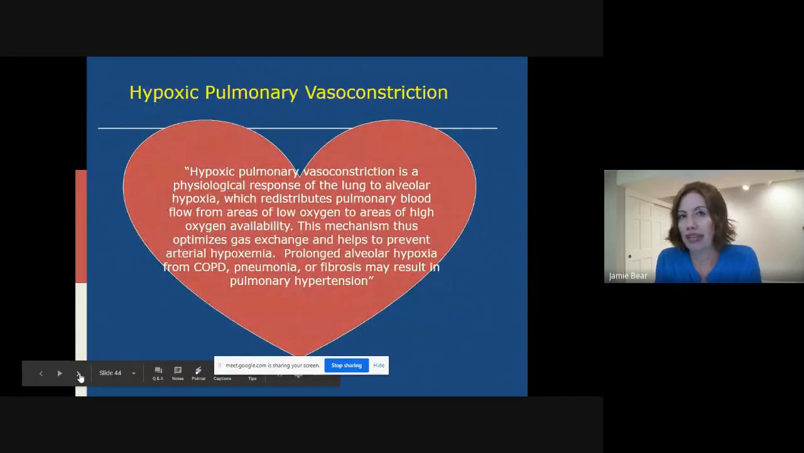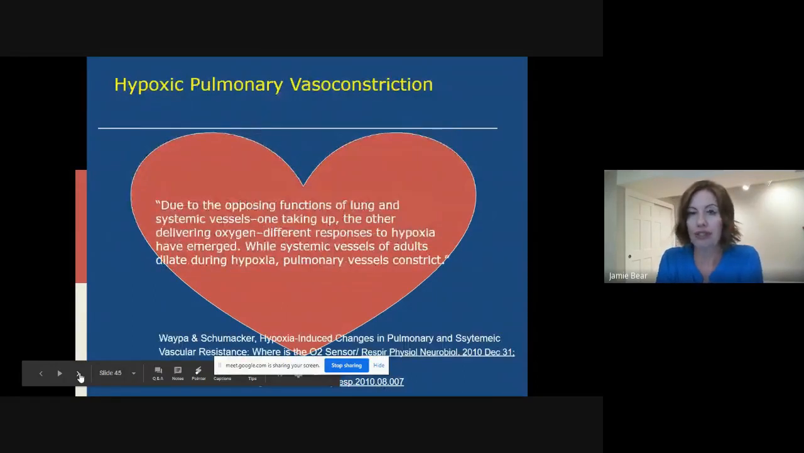Hypoxic pulmonary vasoconstriction is a physiologic response to the lung to alveolar hypoxia, which redistributes pulmonary blood flow from areas of low oxygen to areas of high oxygen availability. So this mechanism thus optimizes gas exchange and helps to prevent arterial hypoxemia throughout our whole body. Prolonged alveolar hypoxia from COPD, pneumonia, or fibrosis may result in pulmonary hypertension.